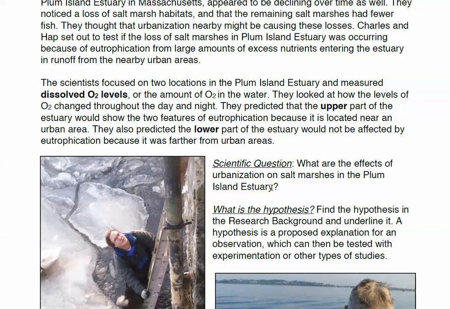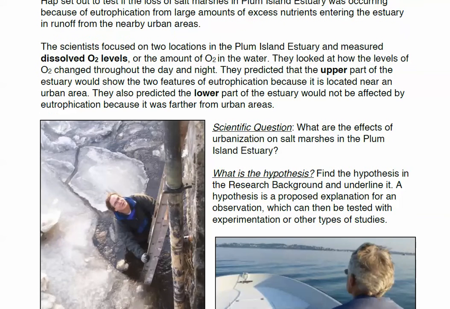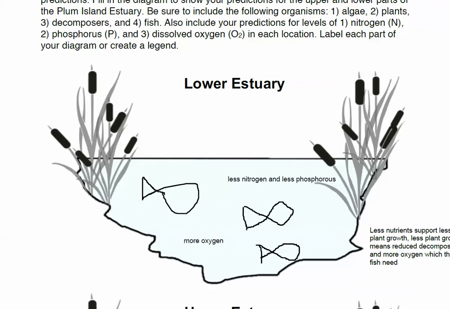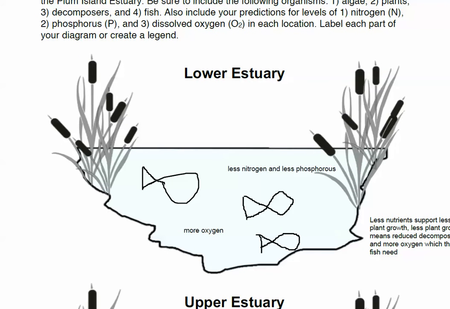And if you read through this background information, you start to understand that their hypothesis, which they tested, was about how the oxygen levels were differing in an area of the marsh where there was urbanization in the upper marsh versus areas that were further away. So this page was just asking you to show your understanding of how we would expect urban runoff or urbanization to affect an aquatic ecosystem.